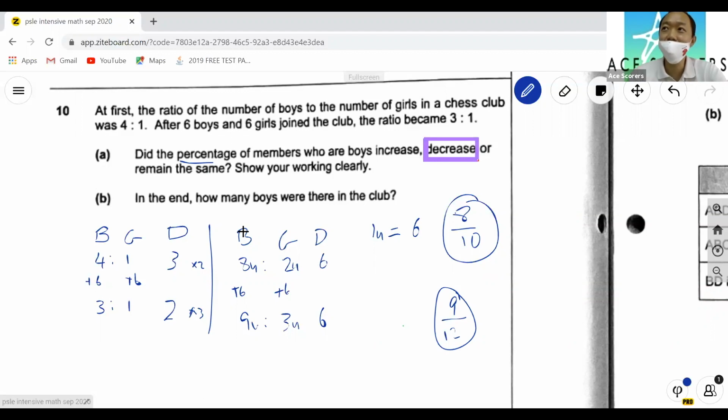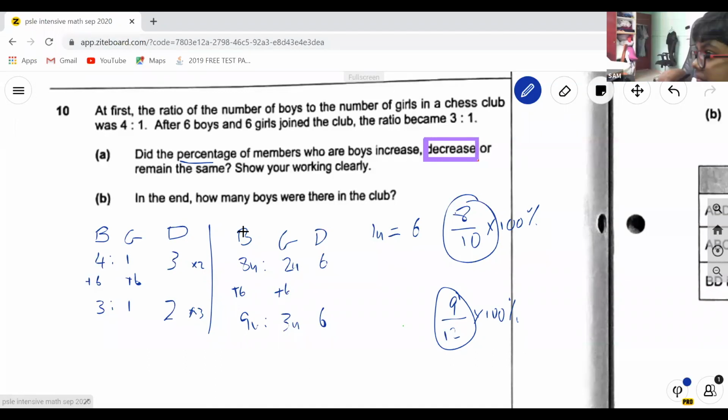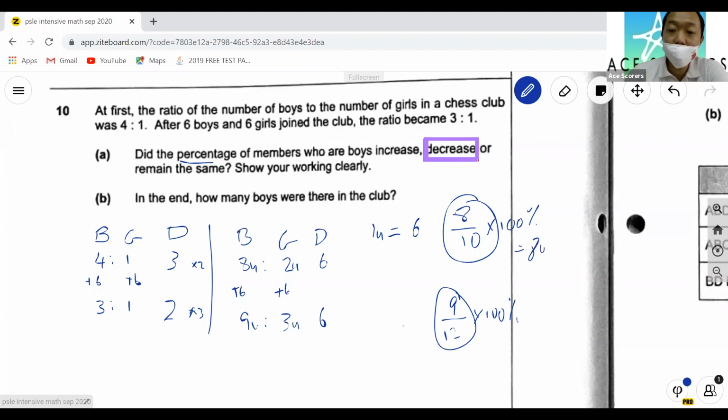Go back to fundamental, right? What does fundamental say? Times 100%. This one also can times 100. So this is where you get to use your calculator. Okay, so the first one is easy. It's 80%. Then the second one, 75%. So 80%, and then here became 75%.